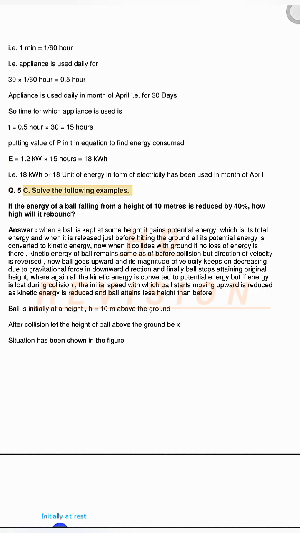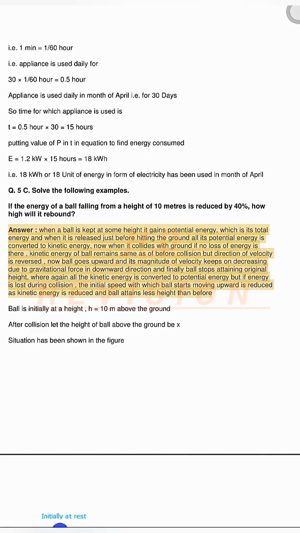Q5. C. Solve the following examples. If the energy of a ball falling from a height of 10 meters is reduced by 40%, how high will it rebound? Answer. When a ball is kept at some height it gains potential energy, which is its total energy, and when it is released, just before hitting the ground all its potential energy is converted to kinetic energy. Now when it collides with the ground, if there is no loss of energy, the kinetic energy of the ball remains the same as before collision but the direction of velocity is reversed.